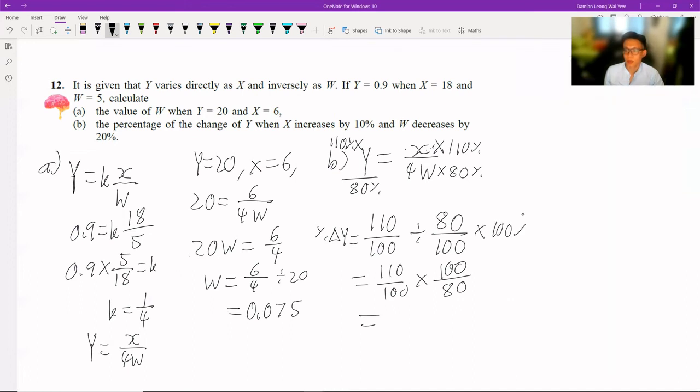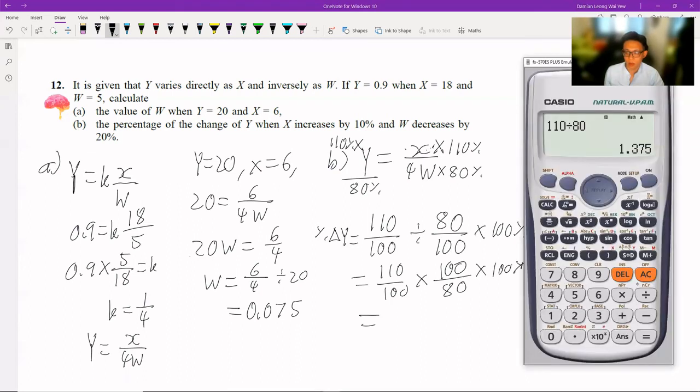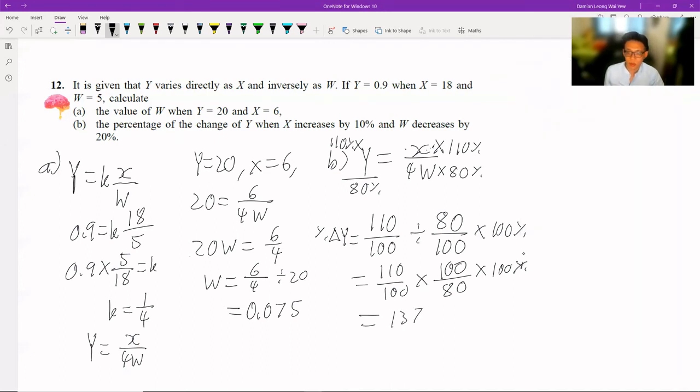So let's put percentage. Means I times by 100%. Times 100 means it becomes 137.5% of the original. The percentage of change of y is 37.5% increase.